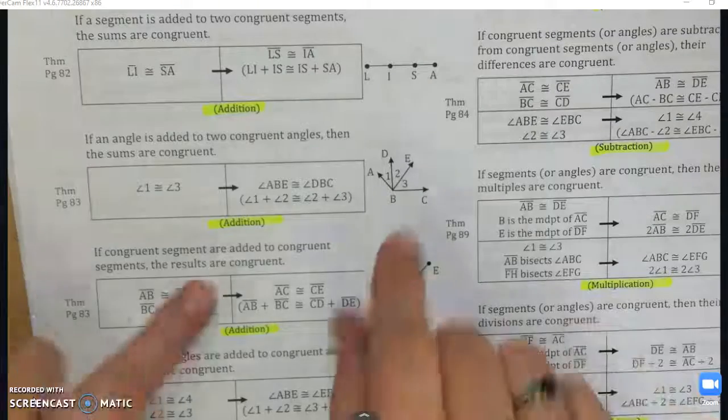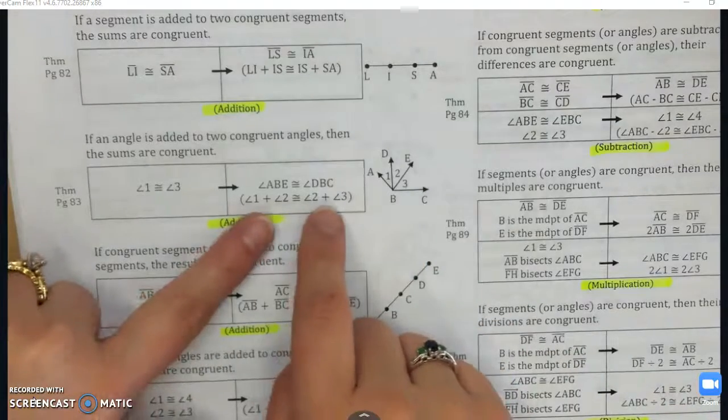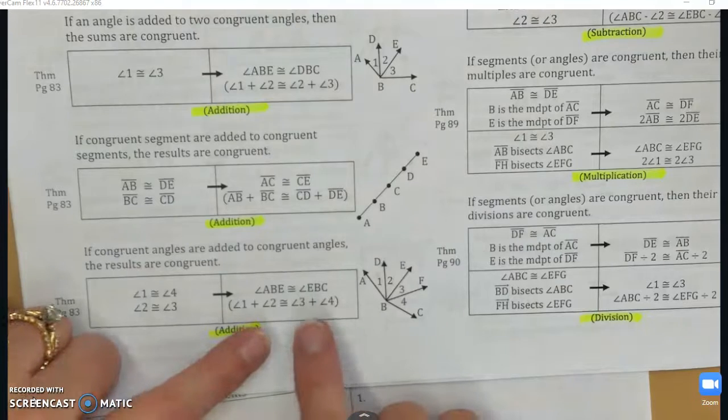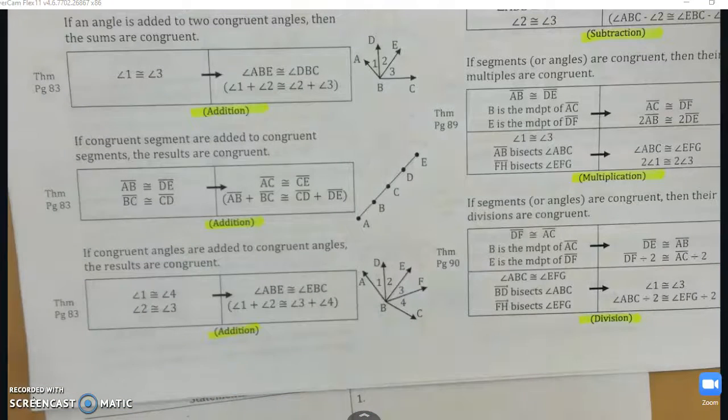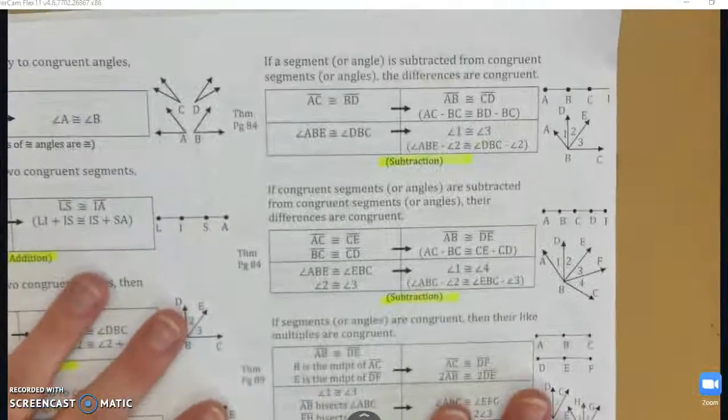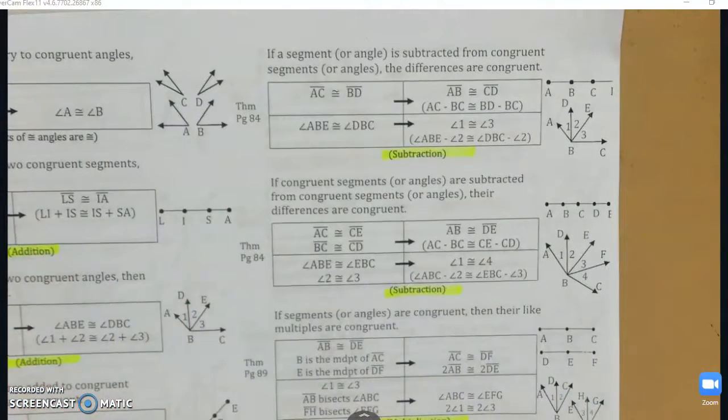This is the same for angles. I can add the same angle to 2 congruent angles, or I can add 2 congruent angles to 2 congruent angles to get angles of equal measure. So if you are adding either the same angle or congruent angles to congruent angles or segments, that is your addition property. Subtraction is similar, except we are going to be subtracting the same segment or angle or subtracting congruent segments or angles.